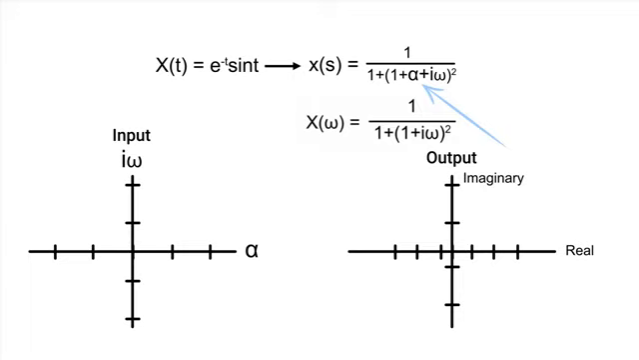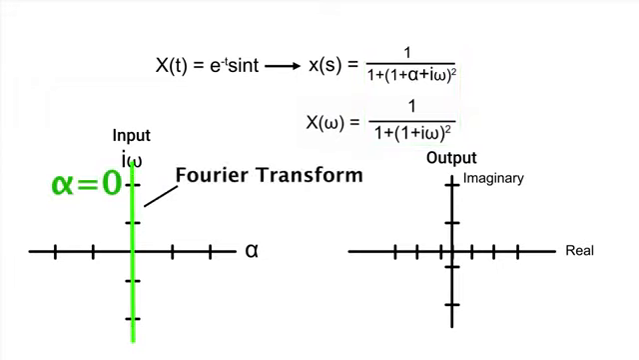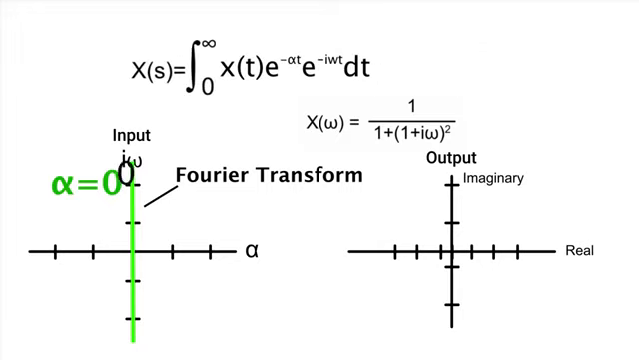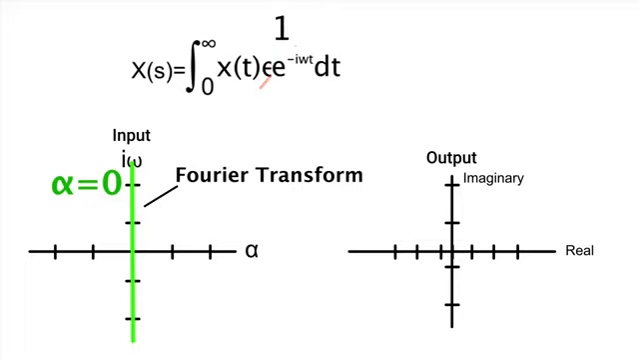But notice that when alpha is 0, we get the exact same outputs as the Fourier transform. As in, this alpha equals 0 line, or the imaginary axis of the Laplace transform, is the Fourier transform. Another way to see this is with the integral, because when alpha equals 0, the exponential goes to 1, and we're left with the original Fourier transform equation. So if I plug in something on that axis, we should get the same magnitudes as before.